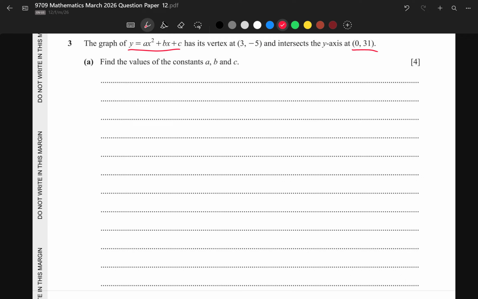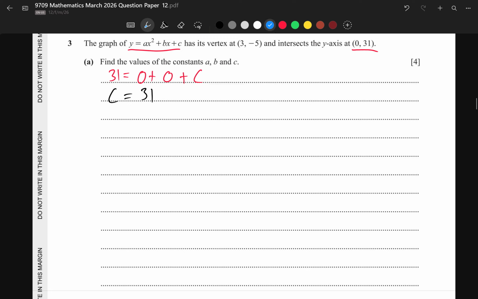So y is equal to 31 when x is equal to 0, so ax squared becomes 0, plus bx becomes 0, plus c. So the first value we have got is c is equal to 31.